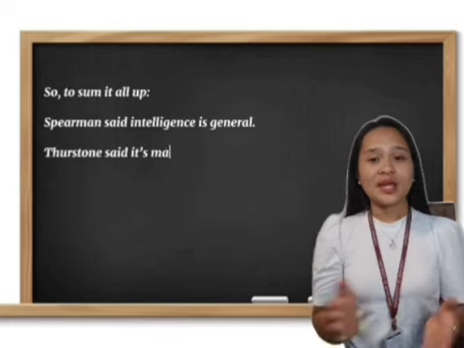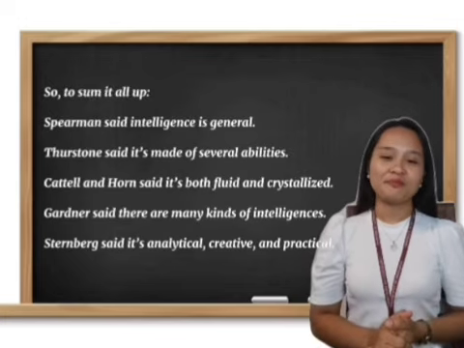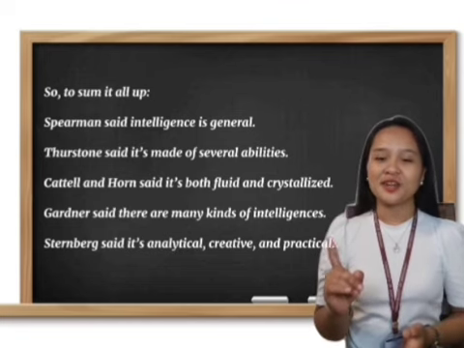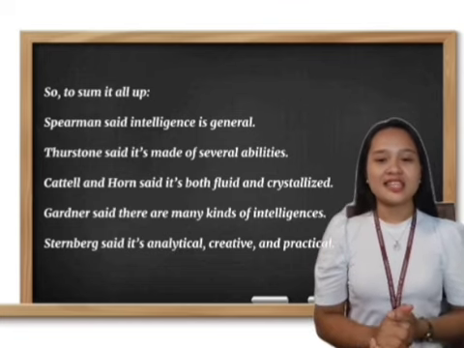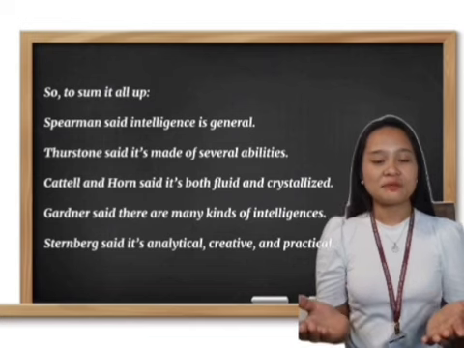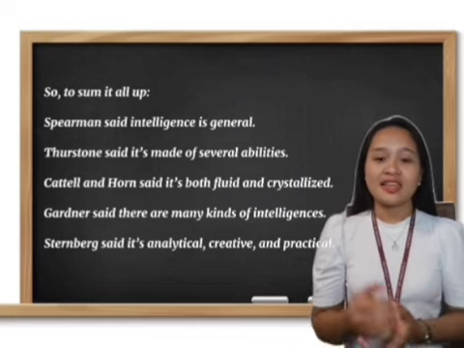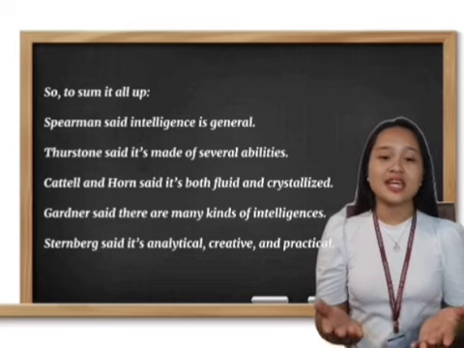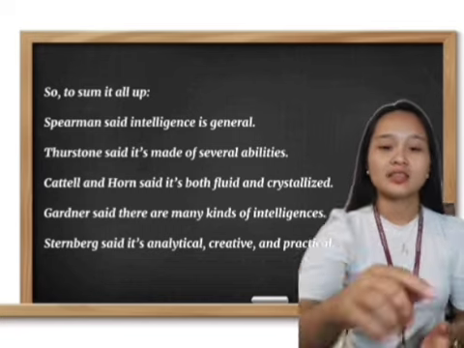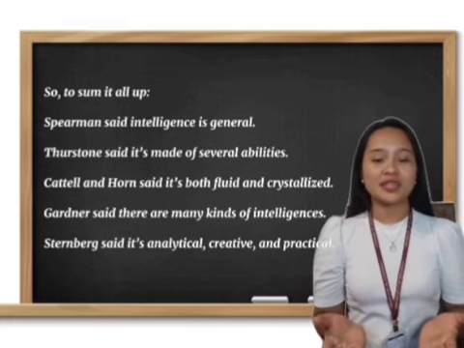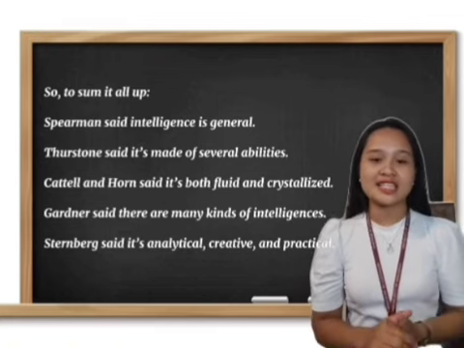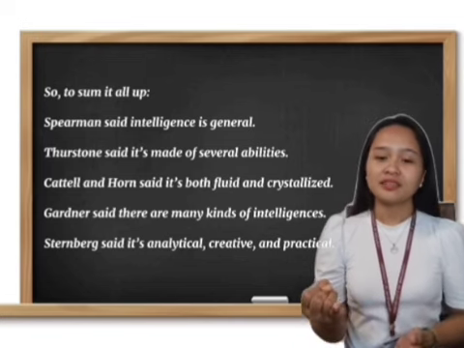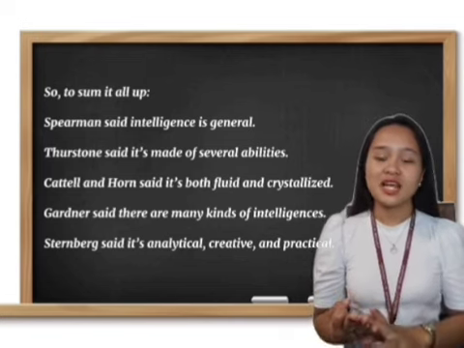So, to sum it all up, Spearman said intelligence is general. Thurstone said it's made of several abilities. Cattell and Horn said it is both fluid and crystallized. Gardner said there are many kinds of intelligences. Sternberg said it is analytical, creative, and practical.